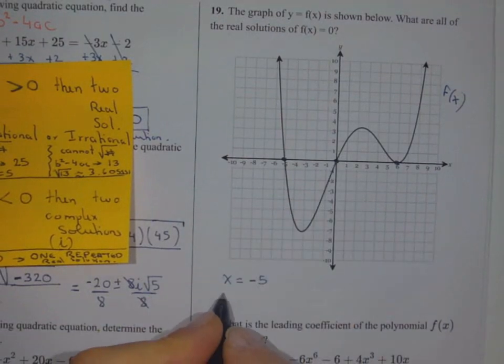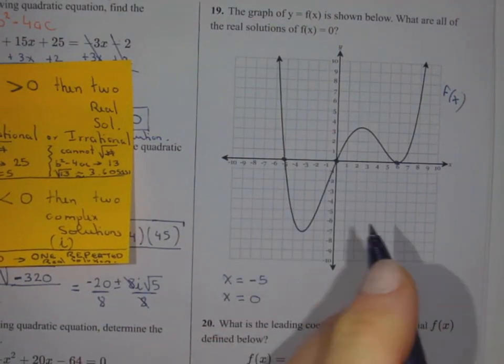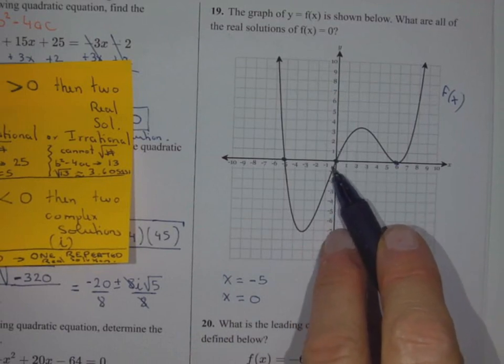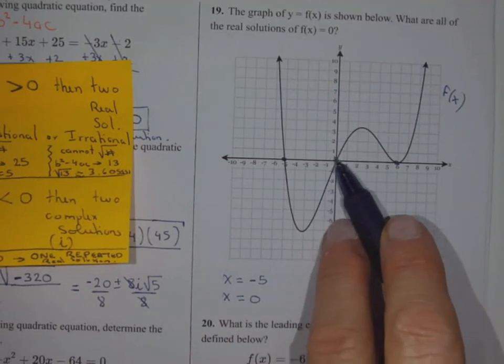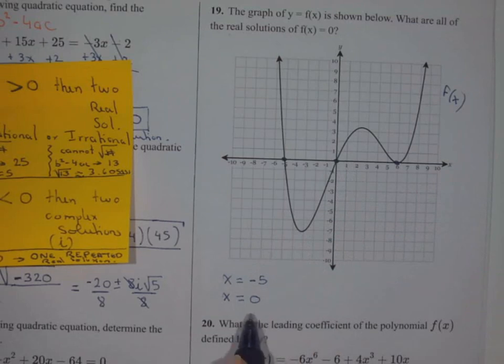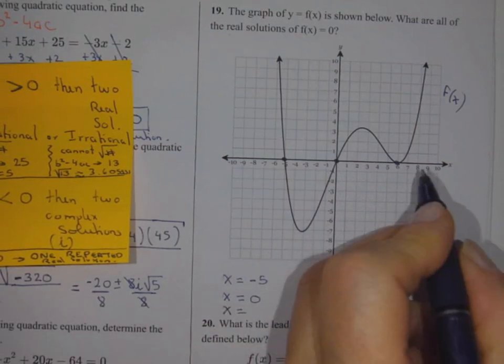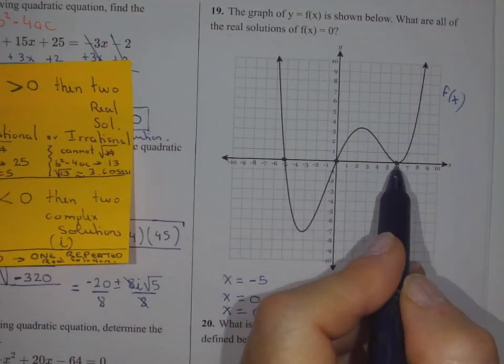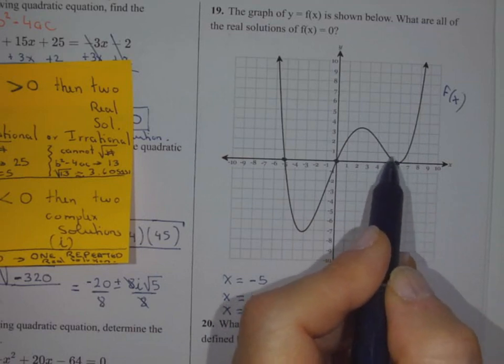Here, x equals 0 is another solution, right? It goes through at x equals 0. Same thing, see how it goes straight, nicely through? It doesn't do any curving, any weird things. One time. And then we have another one right there at x equals 6.